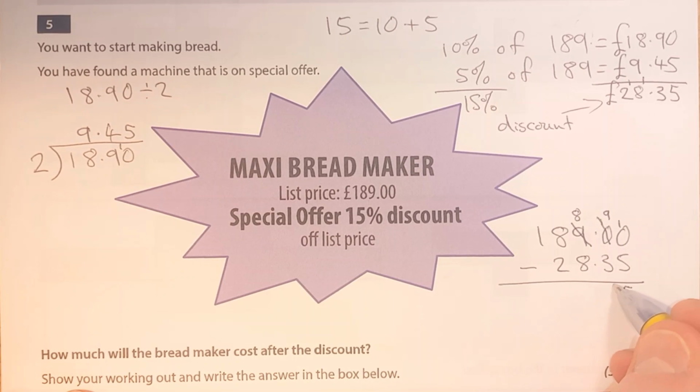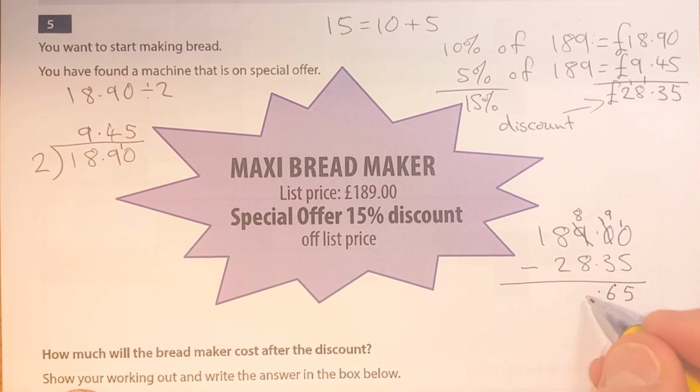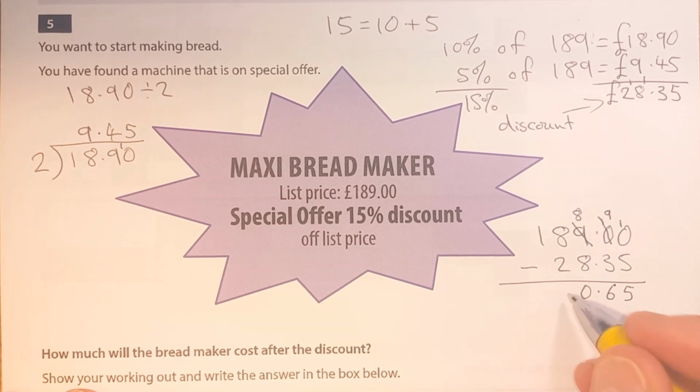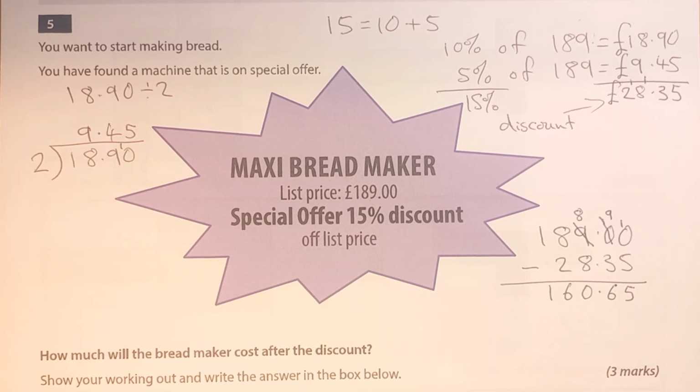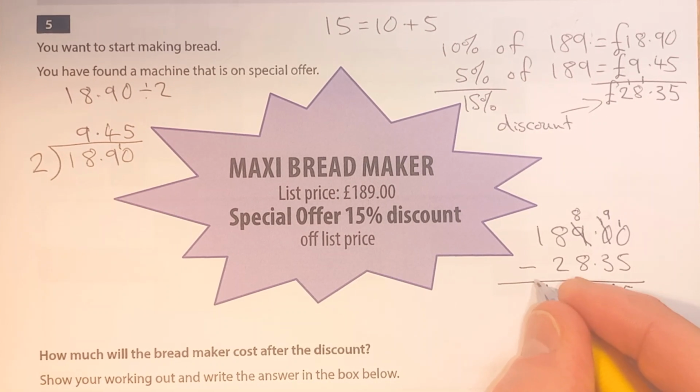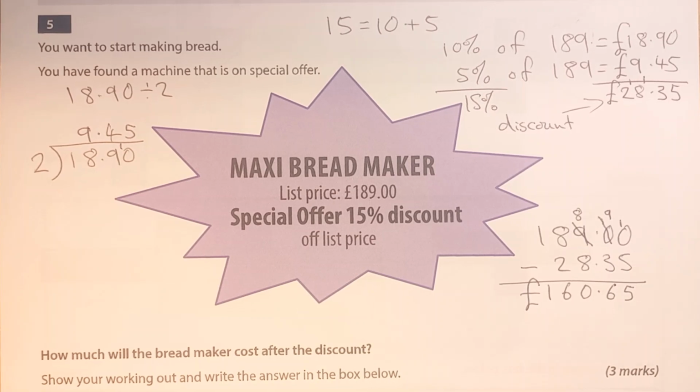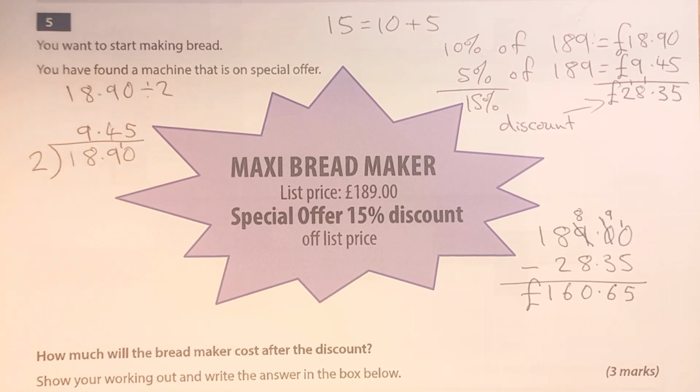So 10 minus 5 gives us 5. 9 minus 3 gives us 6, decimal point. 8 minus 8 is 0. 8 minus 2 is 6. 1 minus nothing is 1. So we get a total of £160.65.